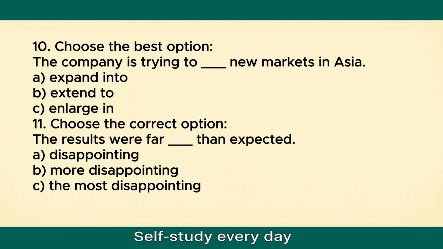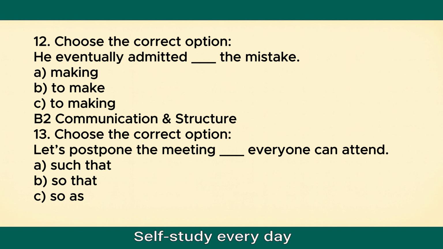11. Choose the correct option. The results were far than expected. A. Disappointing. B. More disappointing. C. The most disappointing.